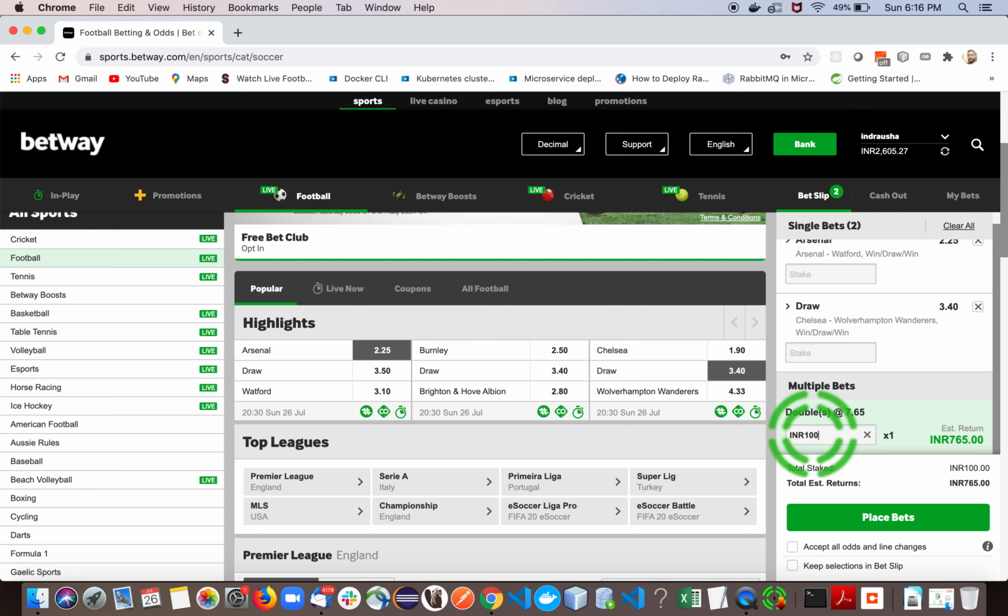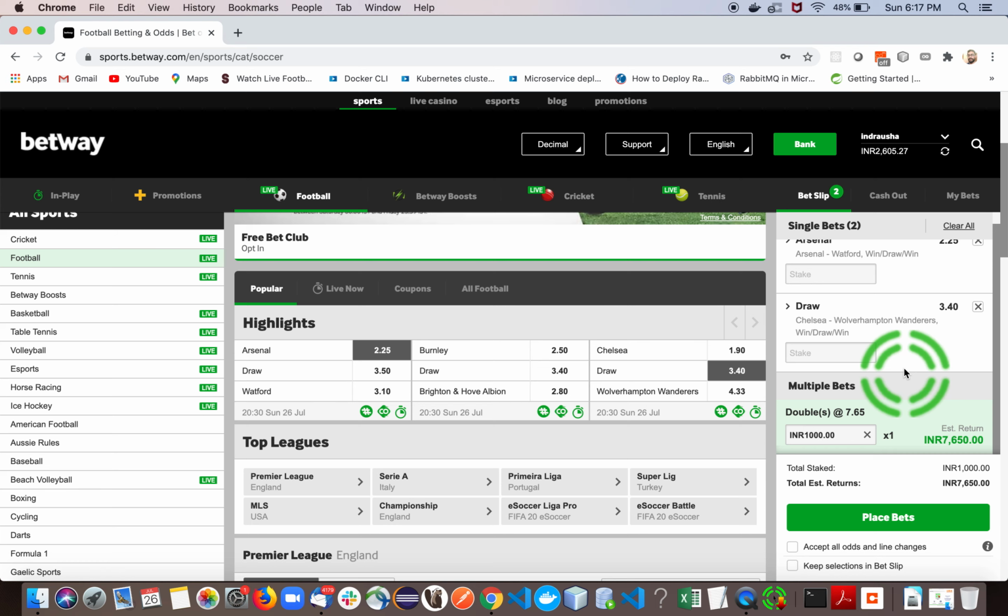Suppose you are putting 1,000 on this bet. You can see the estimated return, 7,650. That's a huge amount. You can have lots of profit, right? So if you back it, you just place the bet. I'm not placing it right now, I'm just showing it as an example. So you can do that. So it's clear now, right, about the double bet.